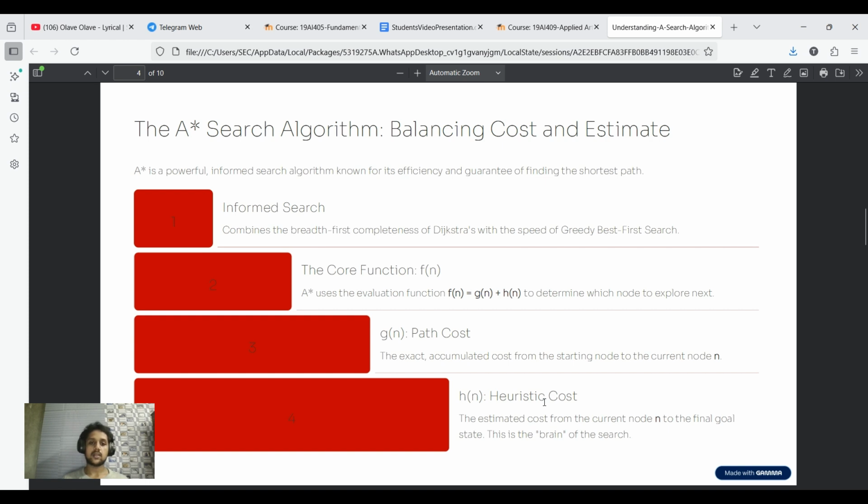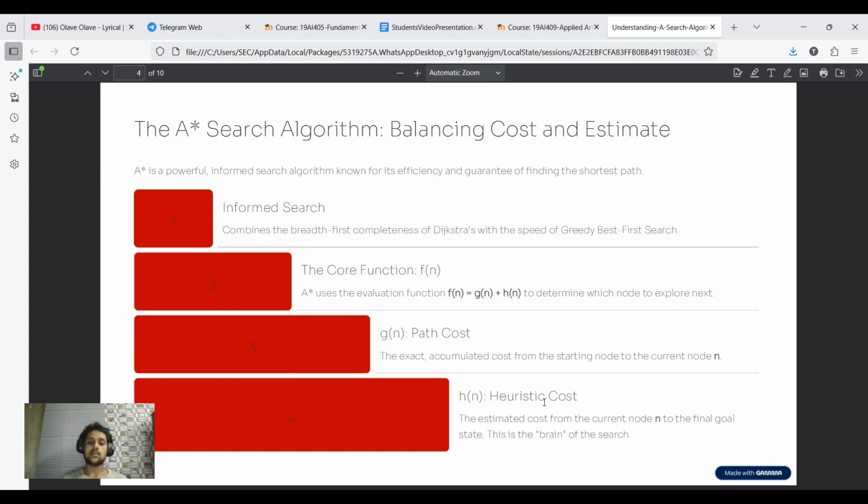The A star searching algorithm balances the cost estimation. A star is a powerful, informed searching algorithm known for its efficiency and its ability to find the shortest path. The first one is informed search. It combines the breadth first completeness of Dijkstra with the speed of greedy best first search. The second one is the core function. A star uses the evaluation function called f of n equal to g of n plus h of n to determine which node to explore next from a current node.